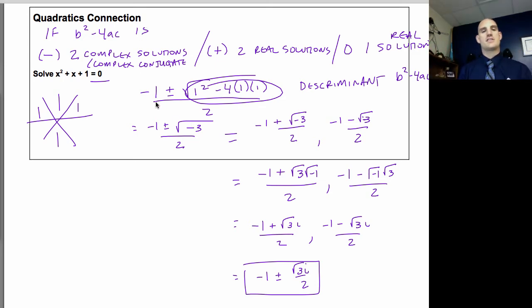The quadratics connection is this. We can look at the discriminant, b squared minus 4ac, and if it's negative, we're going to have two complex solutions. They're a conjugate pair. If it's positive, we're going to have two real solutions. If it's 0, we're going to have one real solution.